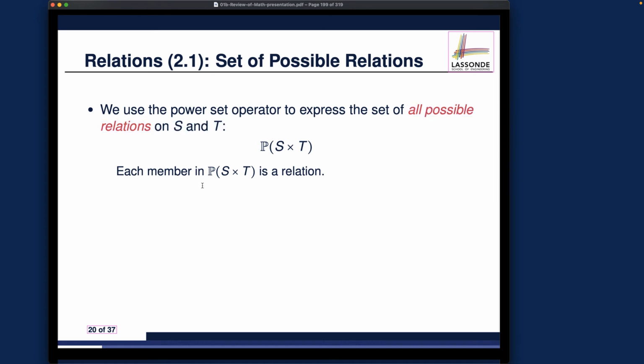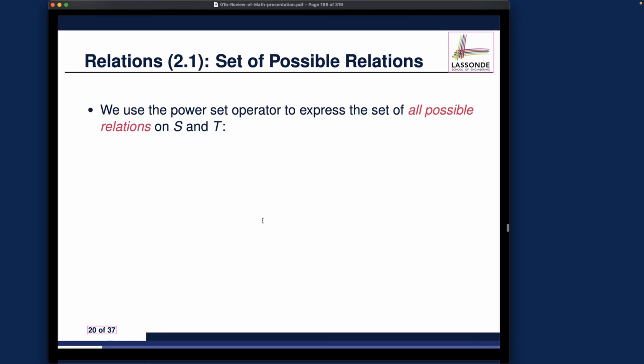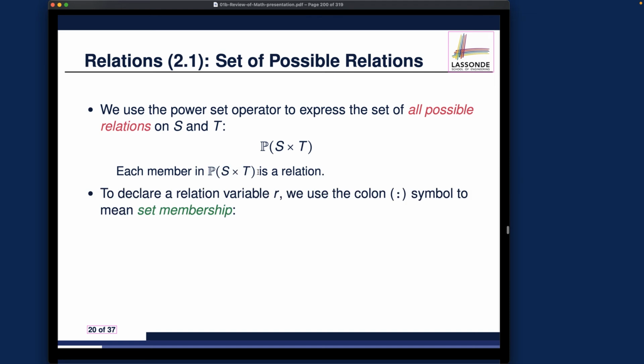Each member in this particular power set is going to be a subset of this cross product over here. For example, a subset of this particular cross product can be a set that contains only these two pairs. In that case, that particular set is just a relation, right? But we're going to do an example together, don't worry. Each member in the power set of S cross T is going to be just a relation, being a set of pairs, a set of tuples.